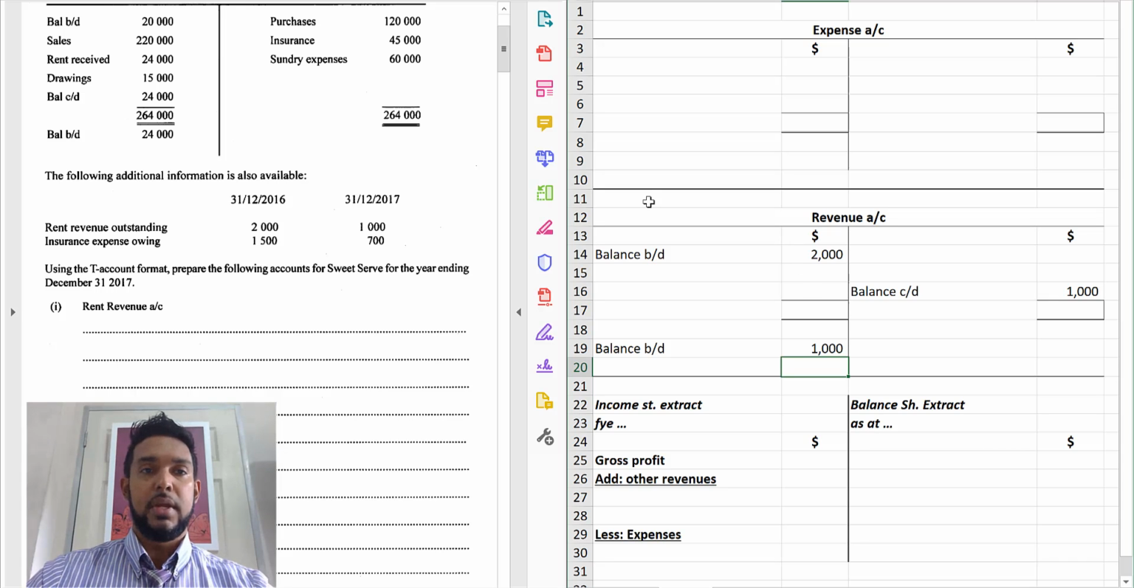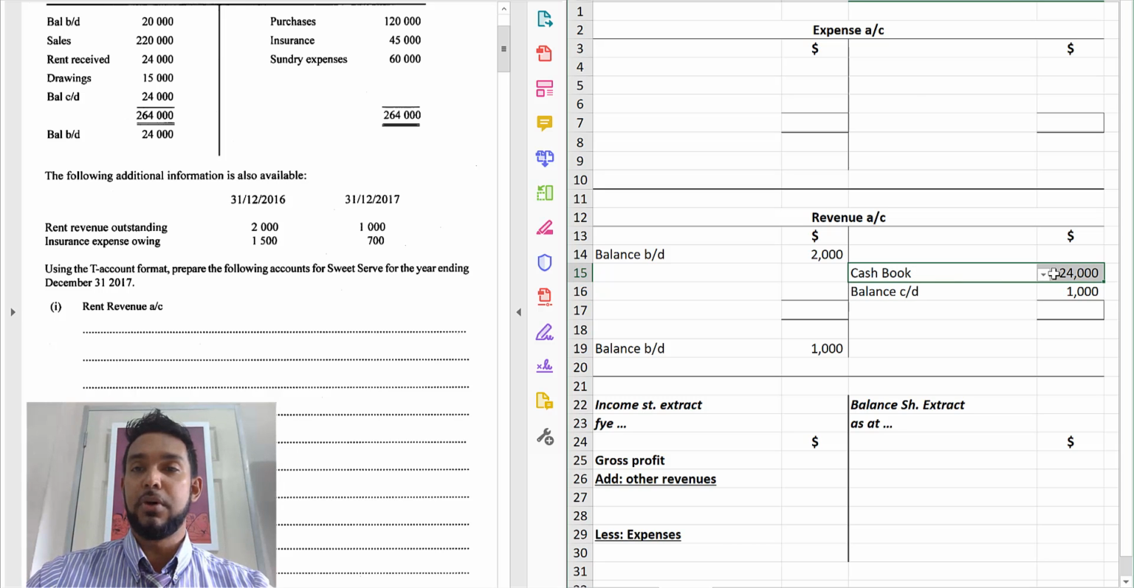Next, do we have any items in the bank account related to rent? Here we go, rent received 24,000. If it's on the debit side here, guess what side of the rent revenue account it's going to be on? The opposite side, which is the credit side. Cash book, that's going to be $24,000. Anybody who saw my video on preparing revenue accounts, I actually did a rent revenue account where the rent earned was $24,000.